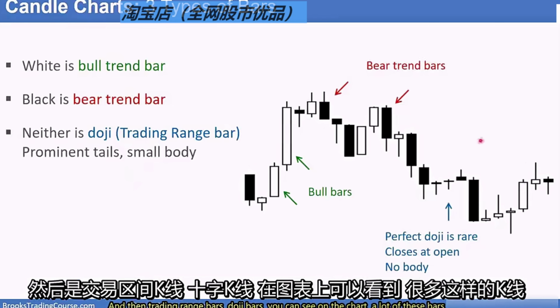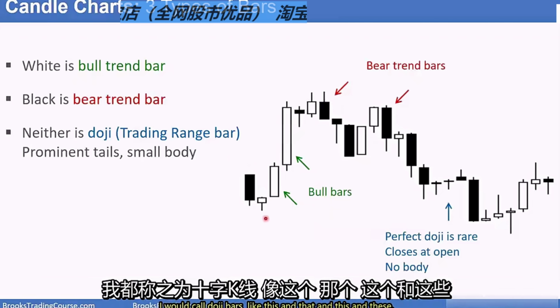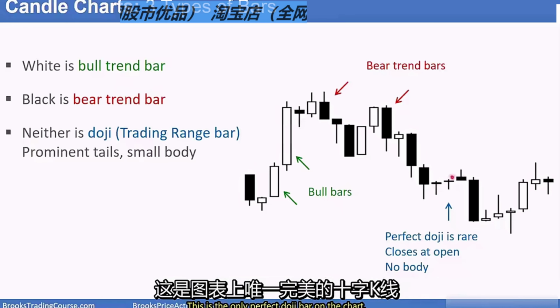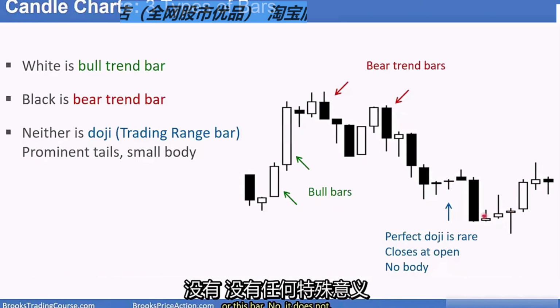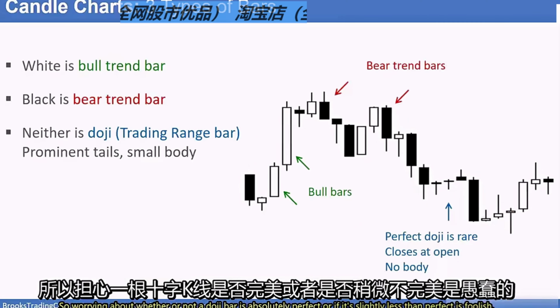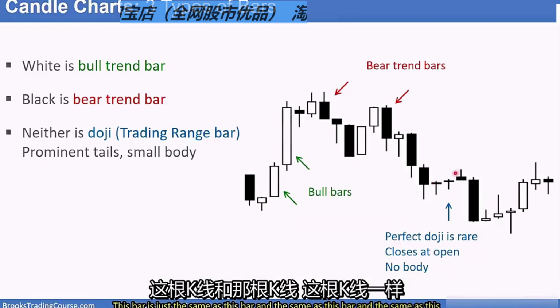You can see on the chart, a lot of these bars I would call doji bars, like this and that and this and these. Here's the only perfect doji bar on the chart. Do you think this bar has any special meaning compared to that bar or this bar or that bar or this bar? No, it does not. So worrying about whether or not a doji bar is absolutely perfect or if it's slightly less than perfect is foolish. It doesn't matter. This bar is just the same as this bar, and the same as this bar, and the same as this bar.